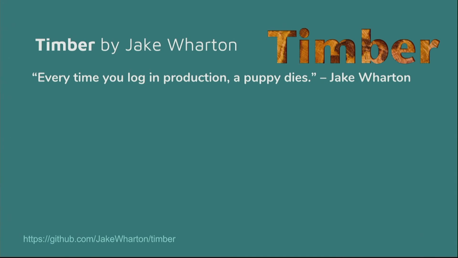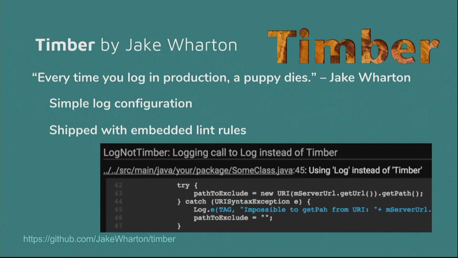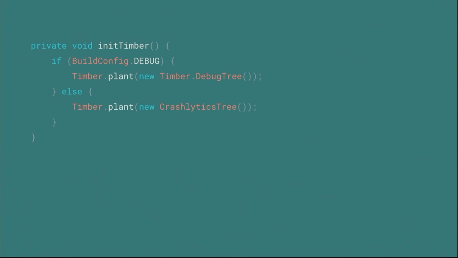Timber. This one is also quite useful, and it's supposed to be used to get rid of logs in production versions. It's a simple log configuration which has embedded lint rules, which is quite good. If you are still using the old, not old, but the native Android logging, then you will have an issue which lint will mention. And this is how you usually initialize it.